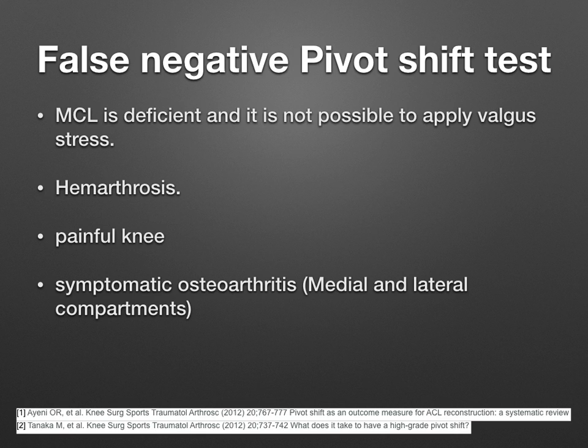Pivot shift test may be falsely negative if there is MCL deficiency and it is not possible to give a valgus stress. It may be false negative if there is a huge hemarthrosis and the knee is very painful. It is also said to be false negative if the patient has symptomatic osteoarthritis, either medial or lateral, or both medial and lateral compartments are involved with osteoarthritis. In these cases, the pivot shift test may be negative.